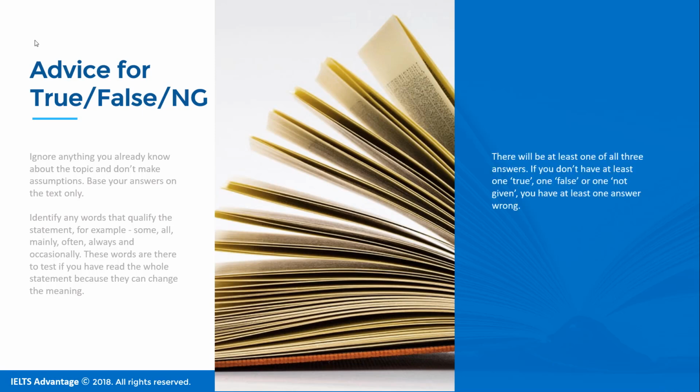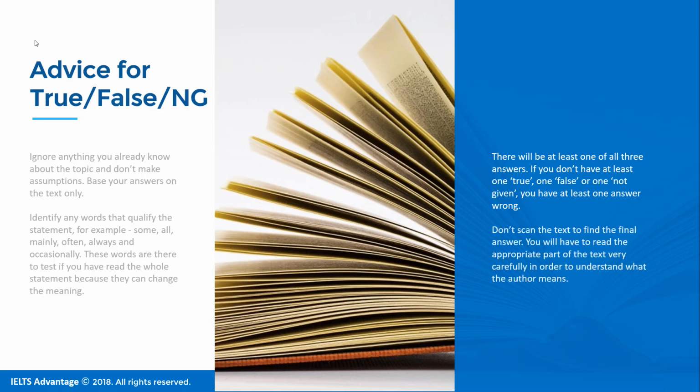There will be at least one of all three answers. If you don't have at least one true, one false, and one not given, you have at least one answer wrong. So there should be at least one true, at least one false, and at least one not given. Often you'll get students who will have lots of trues and lots of falses, but they don't have the confidence to choose not given. And that's what we'll talk about in this lesson also. Having the confidence to put NG or not given on the paper is a big thing.